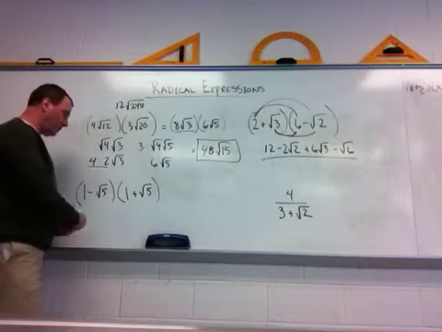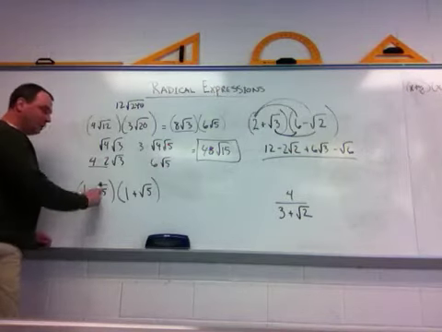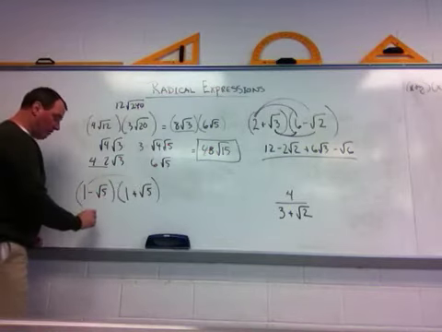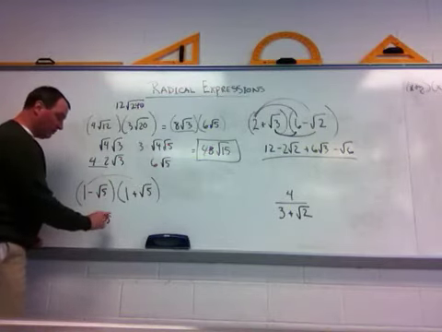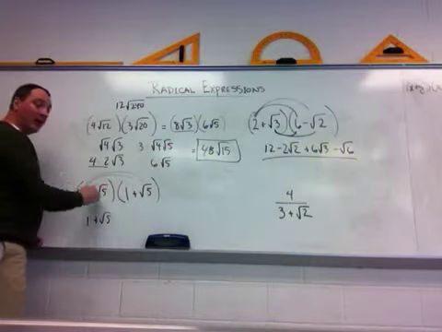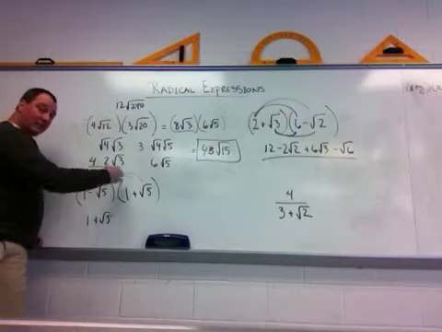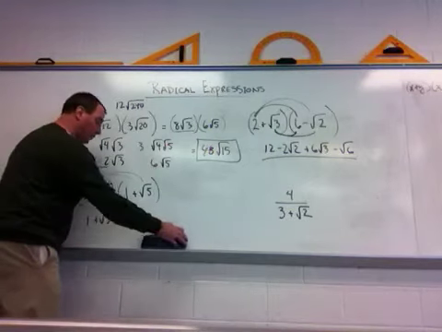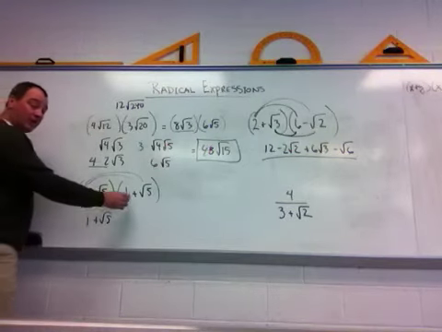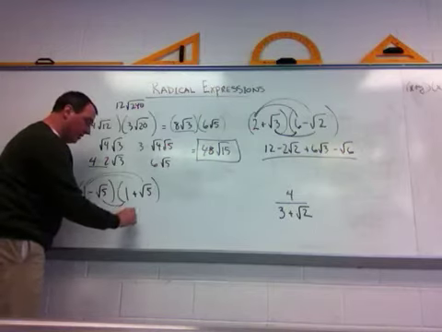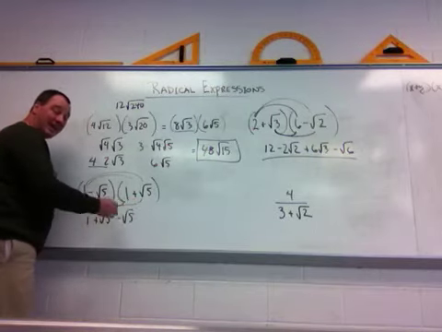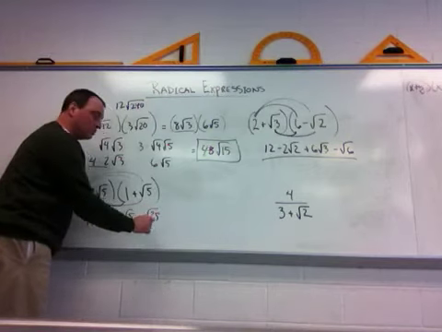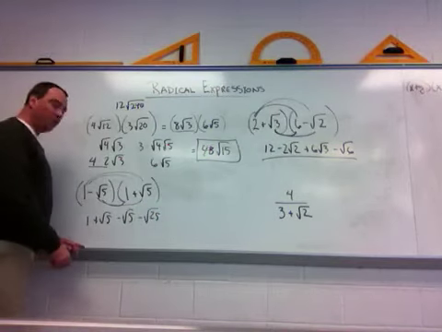So if I FOIL these, what happens is this. If I take 1 times 1, I get 1. 1 times the square root of 5, I'd get plus the square root of 5. And so I've done my first and my outside terms, and I'm ready to do the inside terms of FOIL. And I would end up with negative square root of 5 times 1, which is negative square root of 5. And negative square root of 5 times positive square root of 5 would be the negative square root of 25. Now, notice what happens.